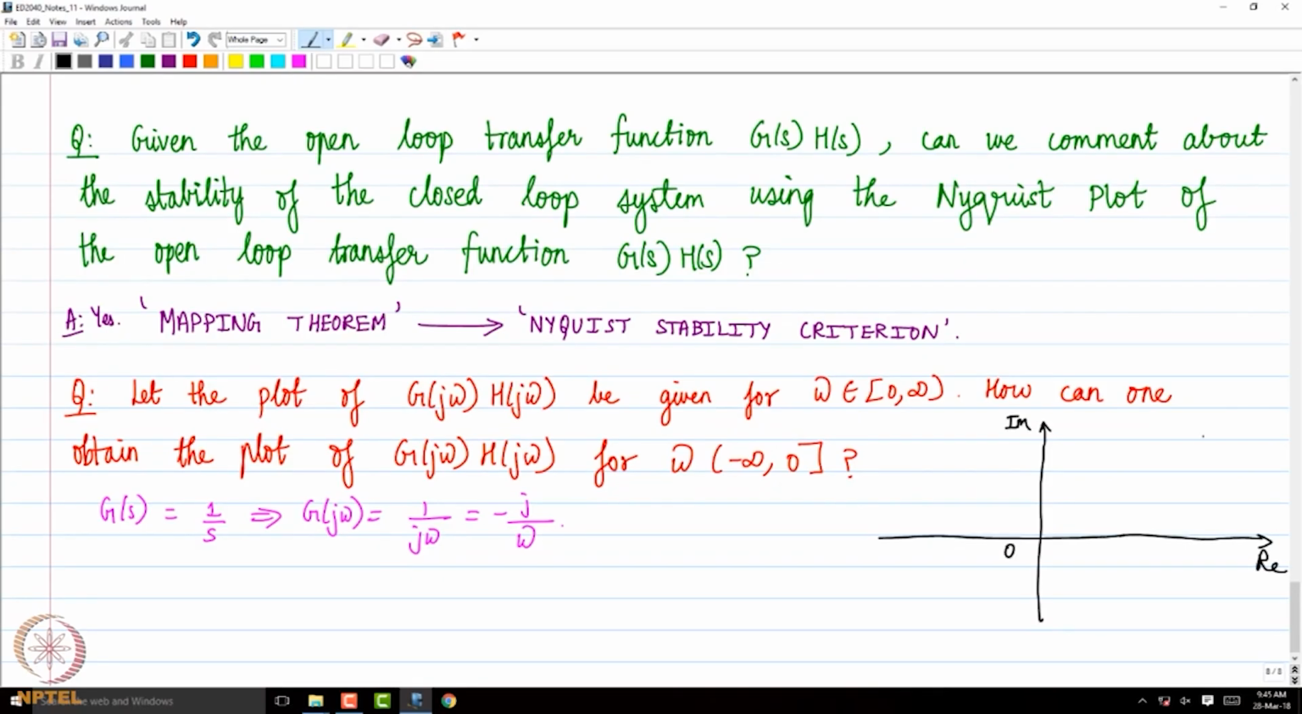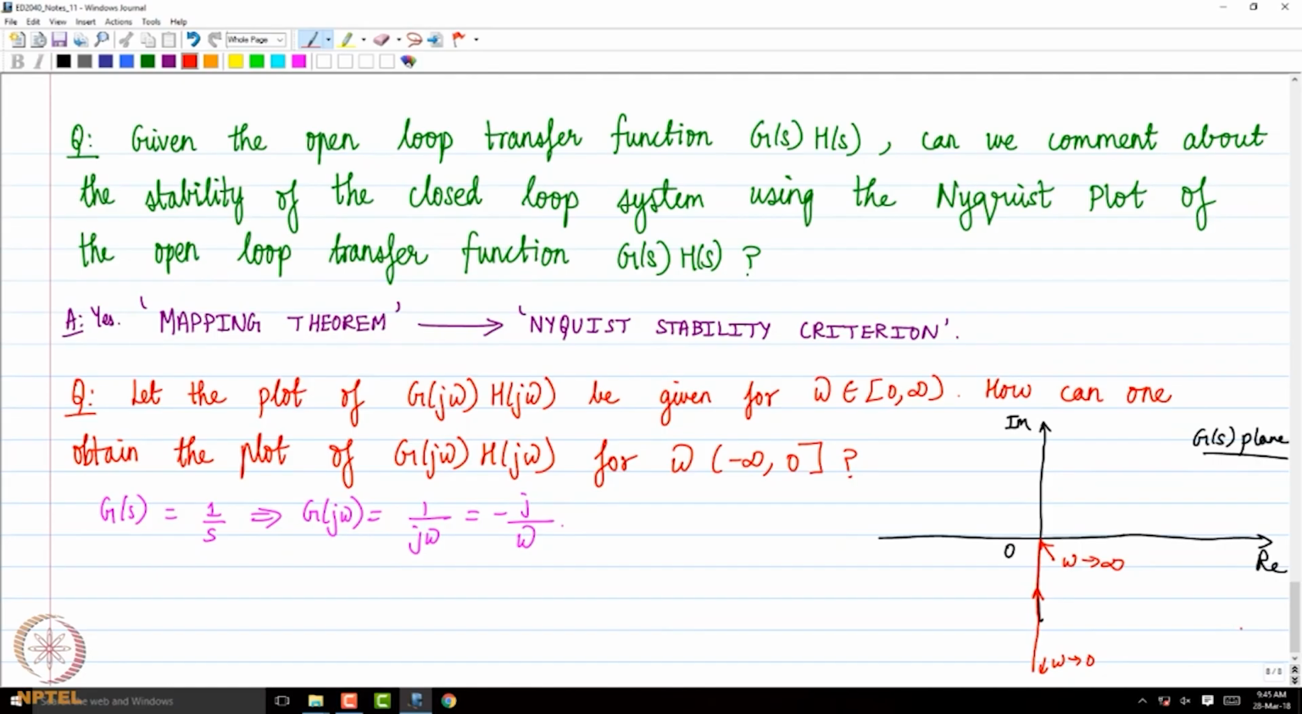Let us plot. What was the Nyquist plot when it came from 0 to infinity? We did it yesterday, right? The Nyquist plot was the negative imaginary axis. This was omega tending to 0. This is omega tending to infinity. Let us say it is the other way around. What will happen?